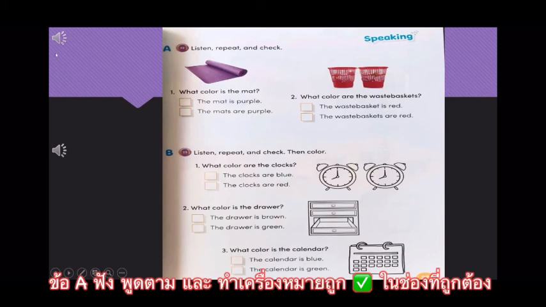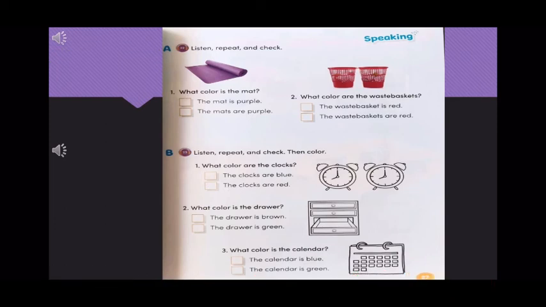Listen, repeat, and check. A. Listen, repeat, and check. Number 1. What color is the mat? The mat is purple. The mats are purple. Number 2. What color are the wastebaskets? The wastebasket is red. The wastebaskets are red.